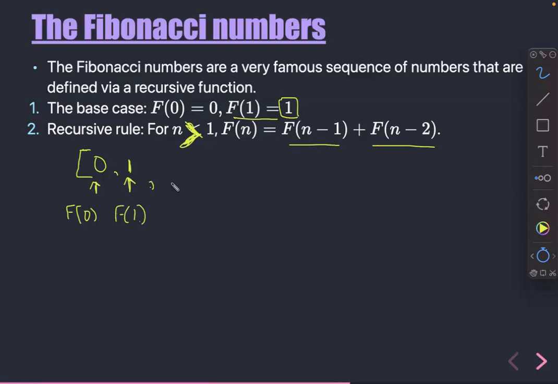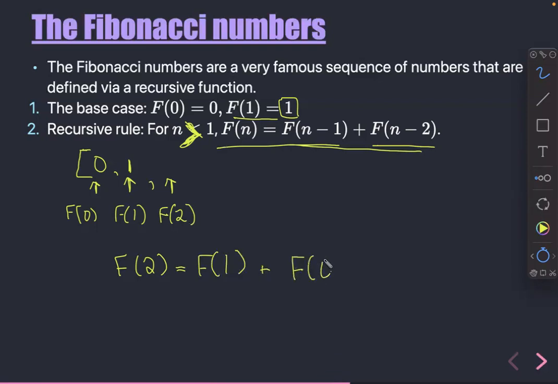If I wanted to compute the thing at index 2, using the definition up here, f of 2 equals f of 2 minus 1, so that's f of 1 plus f of 0. F of 1 is 1, f of 0 is 0, so 1 plus 0 equals 1. So f of 2 is actually 1.